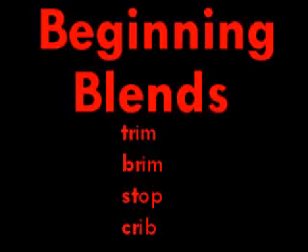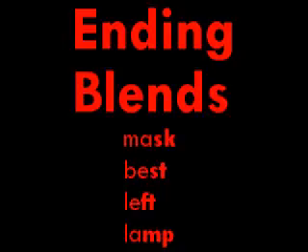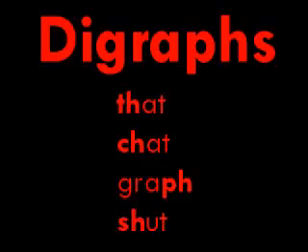4. Beginning blends. These are 2 or more consonants at the beginning of a word where you hear each unique sound. Some examples are trim, brim, stop, and crib. 5. Ending blends. These are 2 or more consonants at the end of a word where you hear each unique sound. Some examples are mask, best, left, and lamp. 6. Digraphs. These are 2 letters that, when put together, make a new sound. Some examples are that, chat, graph, and shut.